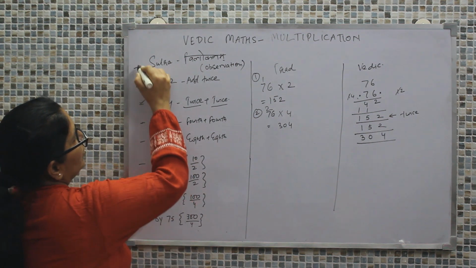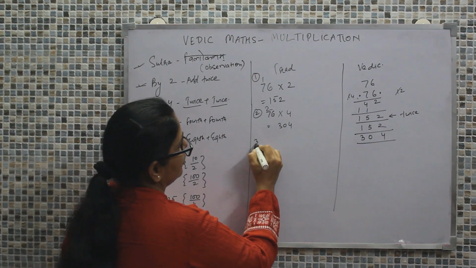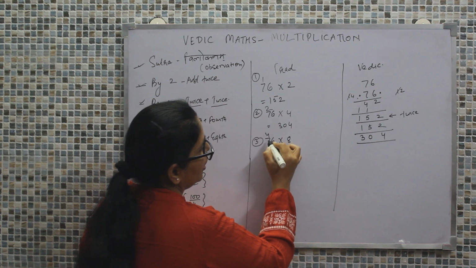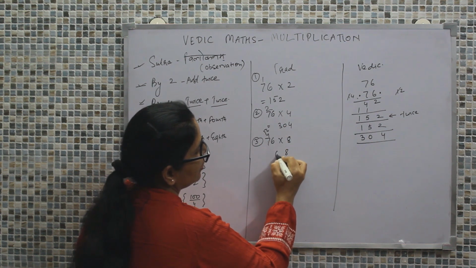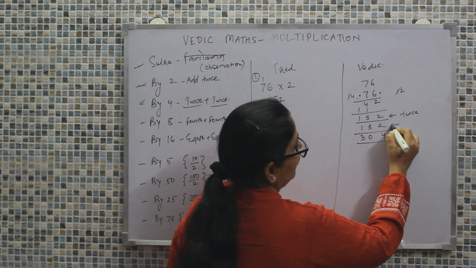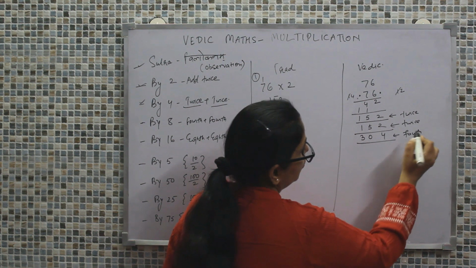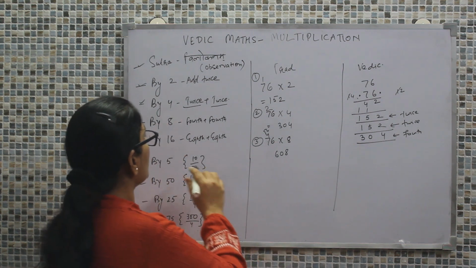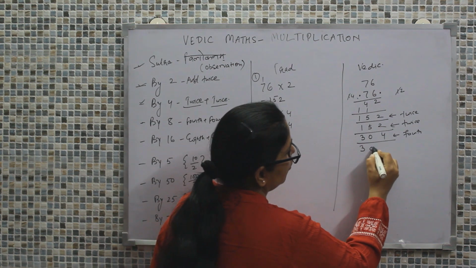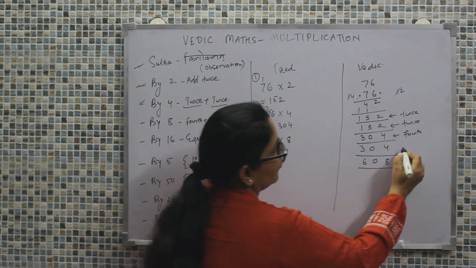Coming to the next, we are done with these discussions, we'll come to the next discussion, that is multiply by 8. So 76 into 8, 6 8s are 48, 7 8s are 56, that is going to give us 608. So here we have done twice plus twice, that is going to give us the fourth value. Fourth means multiplication by 4. And as I told you, when we are doing by 8, we have to do 4th plus 4th. So that is 4th plus 4th. So that is going to give us 608.